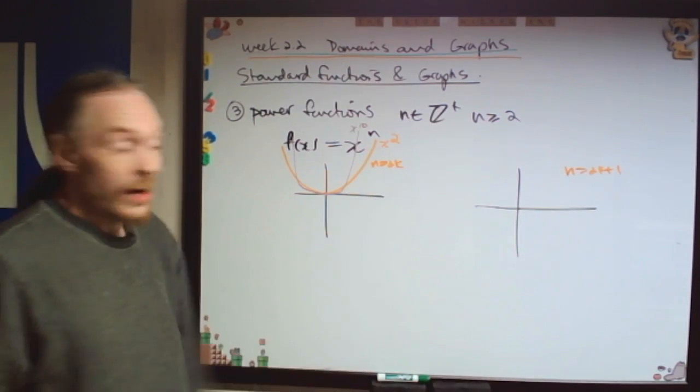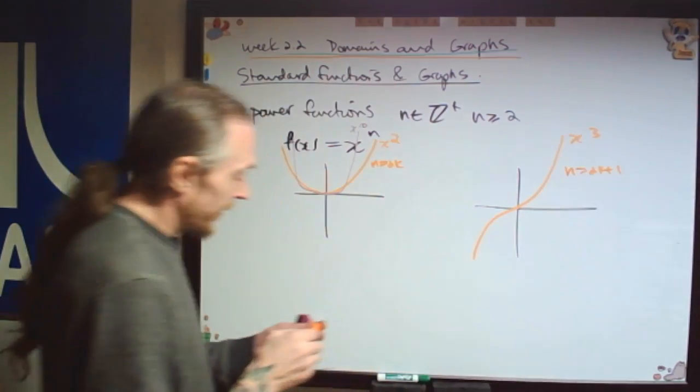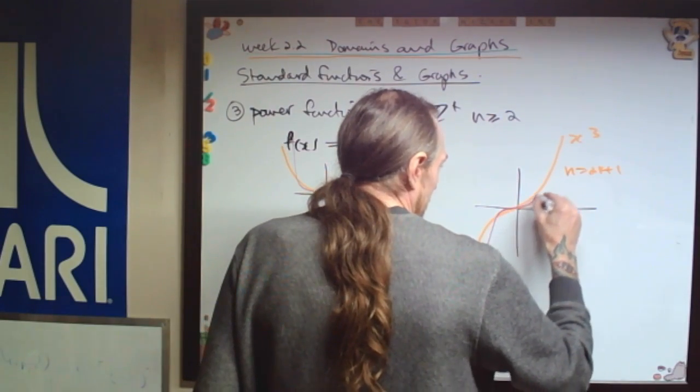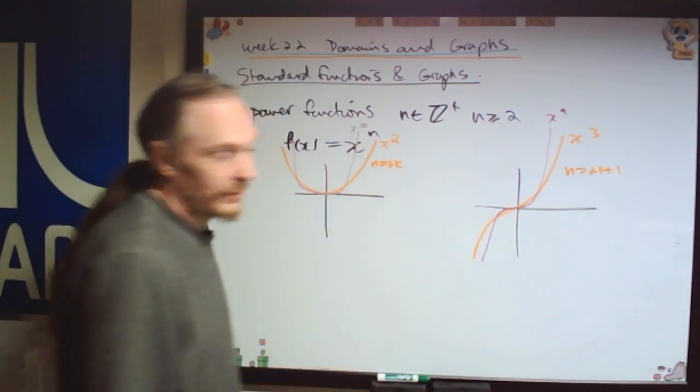If it's an odd power, it will look like that, x cubed, and then the powers will grow faster. They'll intersect at 1 and minus 1, and they'll do that, say, x to the 9. You can only tell that if you draw them on the same graph.